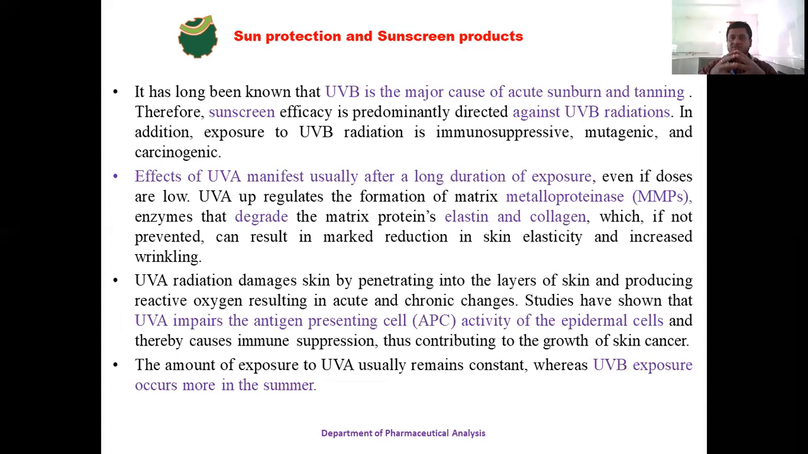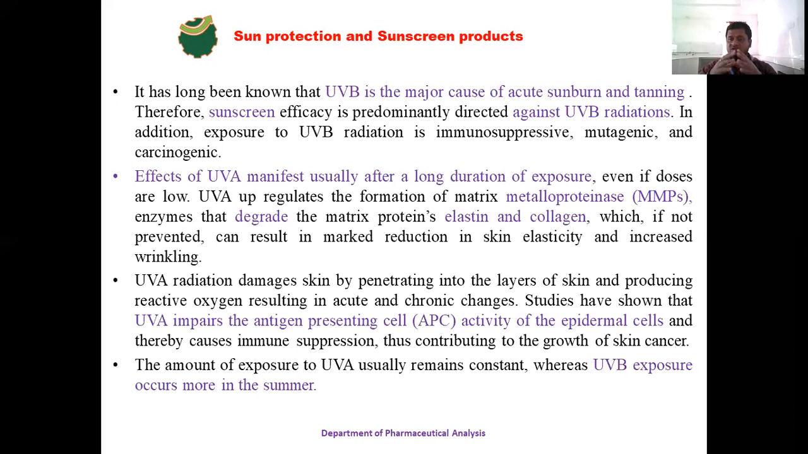Now, UVB rays mainly cause sunburn and tanning. Skin tan means more production of melanin, and the skin becomes very black and brown in color. The natural color of the skin will be gone because of more synthesis of melanin, or hyperpigmentation. So UVB rays mainly cause sunburn and tanning. Therefore, sunscreen efficacy is predominantly directed against UVB radiation.